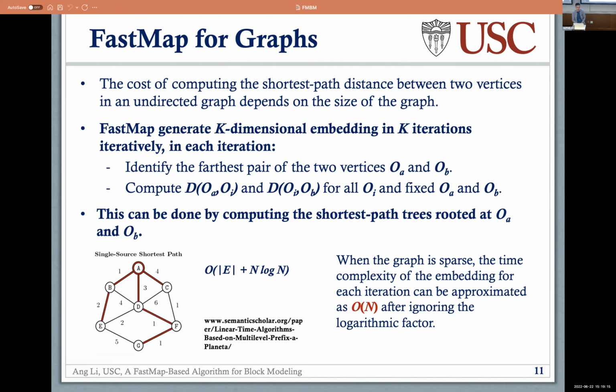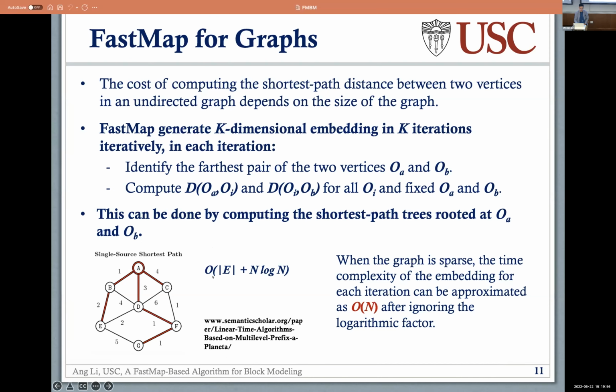And if we simply calculate the DOA-OI once, then it will not be near linear time because it will depend on the size of the graph. However, if we simply calculate the shortest path trees rooted at OA and OB, then we can get all the DOA-OI and DOI-OB at the same time, and on average, the time to compute each distance is near constant, because the time complexity of the shortest path tree function is O(E plus n log n).